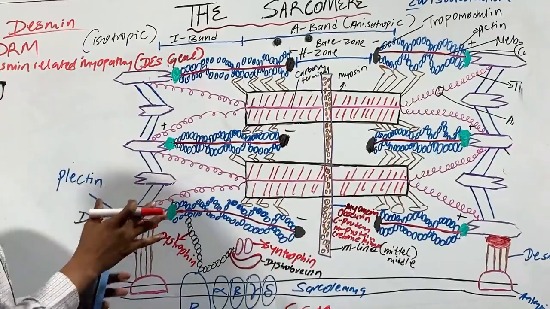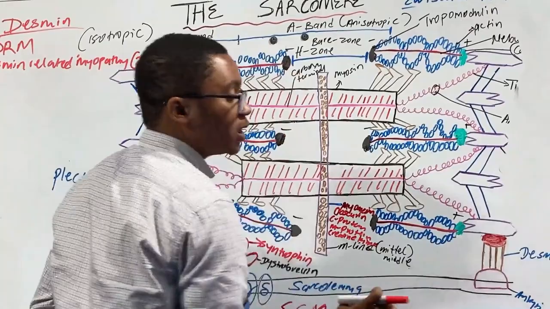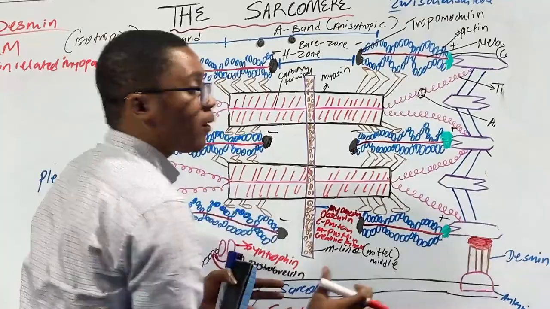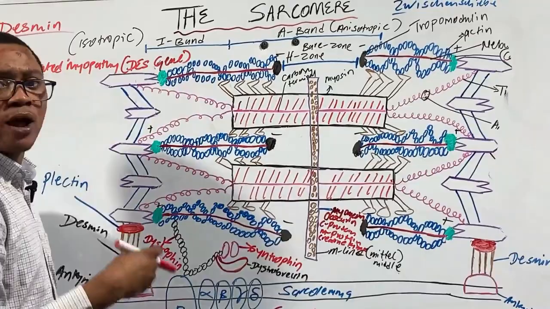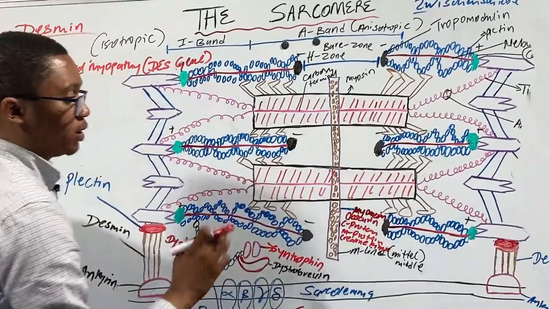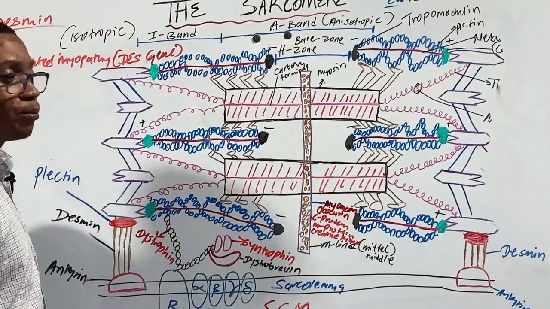So if the gene for desmin is mutated, desmin becomes aggregated. It can no longer be filamentous. And what do we find? There will be a disorganized myofibrillar system. There will be a disorganized cytoskeletal protein. All right, so that's the importance of desmin. So when there's a disorganized cytoskeletal protein in the muscles of the human body, that's a very big problem.